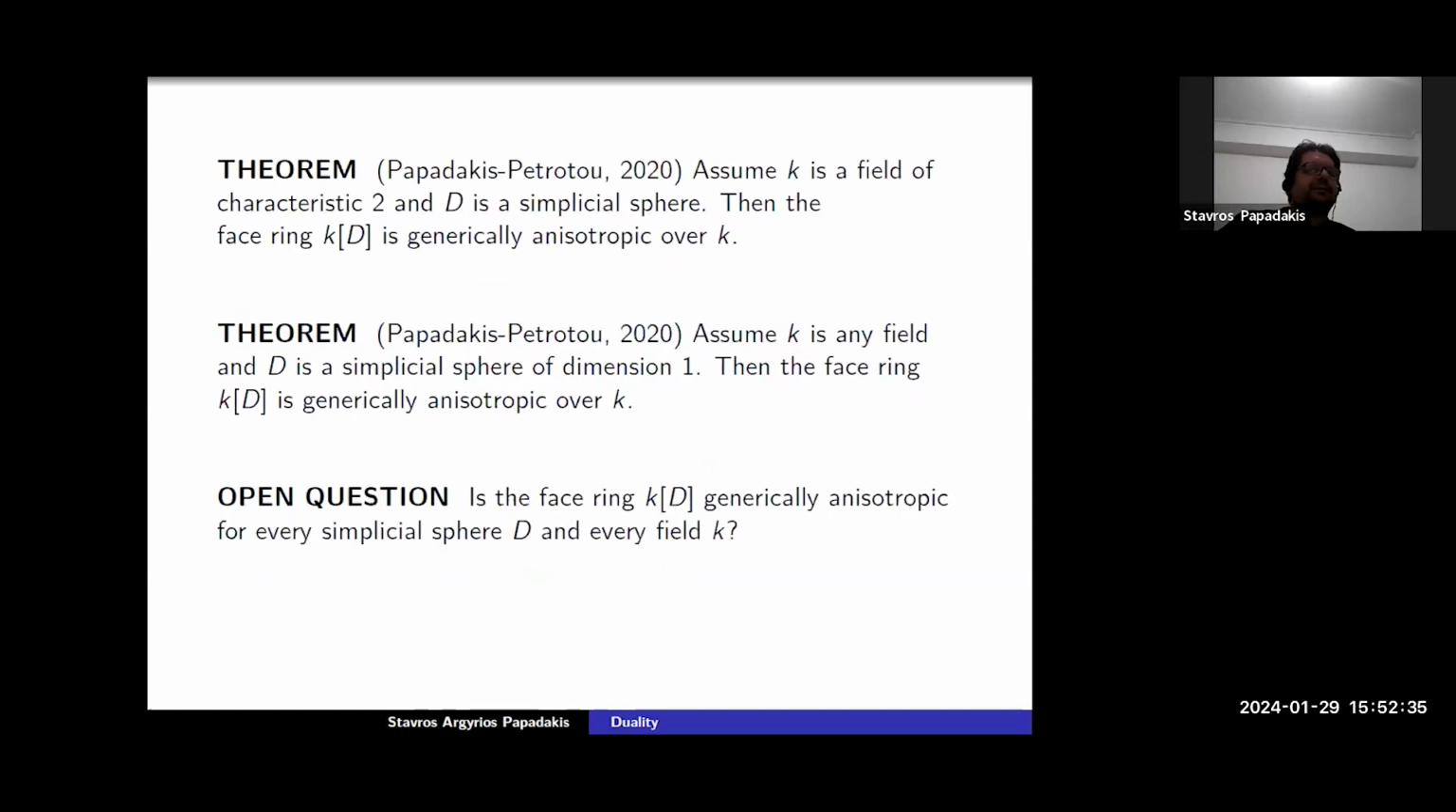And then there are these two theorems by myself and Vasiliki. The first states that if you have any field of characteristic 2 and any simplicial sphere, the face ring is generically anisotropic. So this works for every simplicial sphere, but only over fields of characteristic 2. By the way, this implies it also over the field Q of the rationals quite easily.